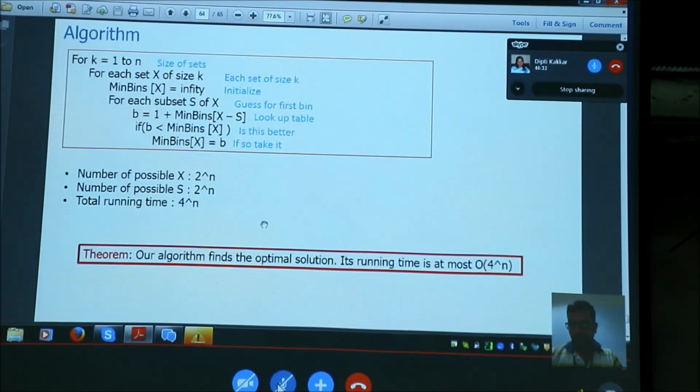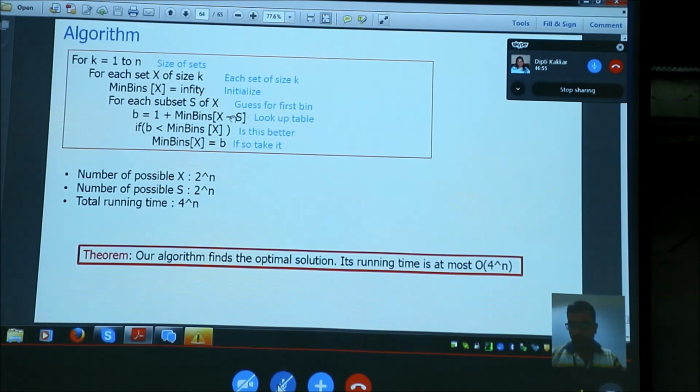So again, taking the minimum, I'm setting this to infinity. Then for each possible subset s of x, I take, again another bug here, so bad. So this is x minus s, of course. No, fine. So this is the minimum number of bins for solving that x minus s.